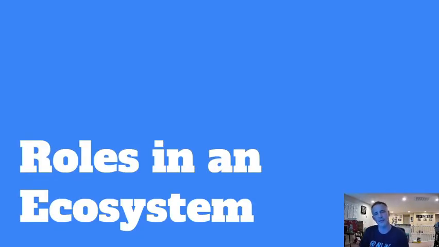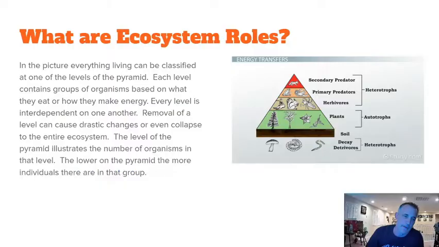All right, let's look at some of the roles in an ecosystem. So ecosystem roles are usually based off of feeding levels, and we'll talk about this when we're looking at this pyramid here, and you might have to go back and forth between slides or look at a picture of this on Canvas and then listen to the notes, and it'll maybe make a little bit more sense. But each level contains groups of organisms based on what they eat and how they make energy. So an energy level is interdependent on the other energy levels.